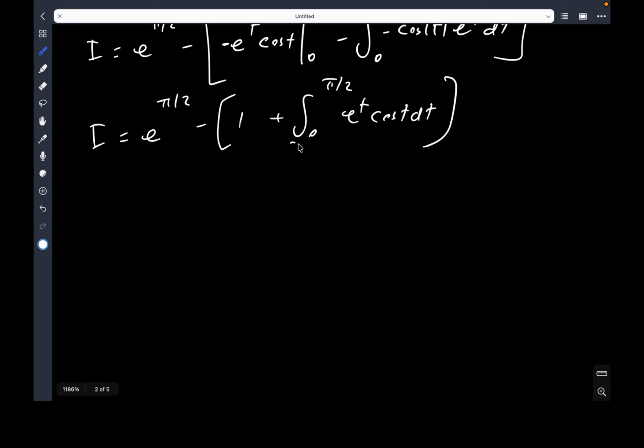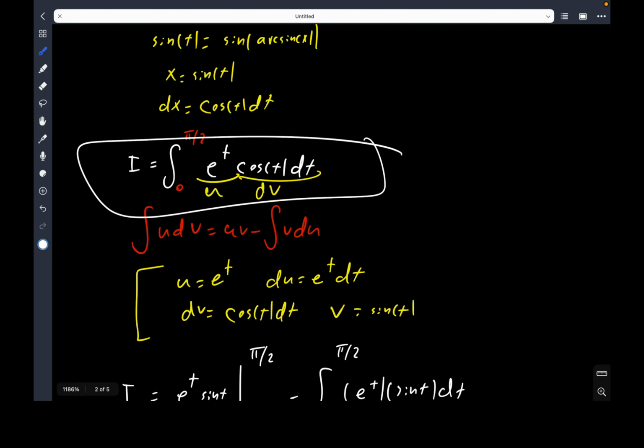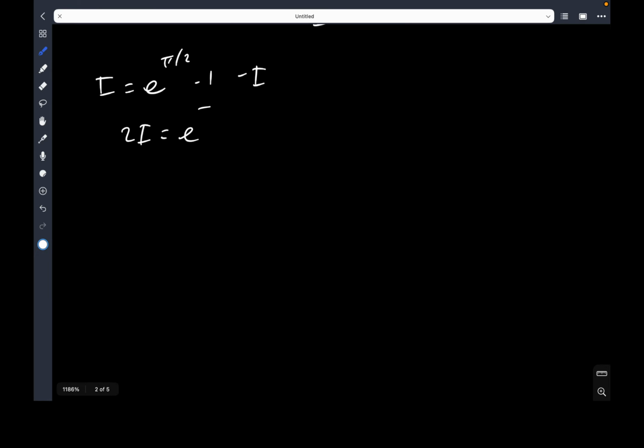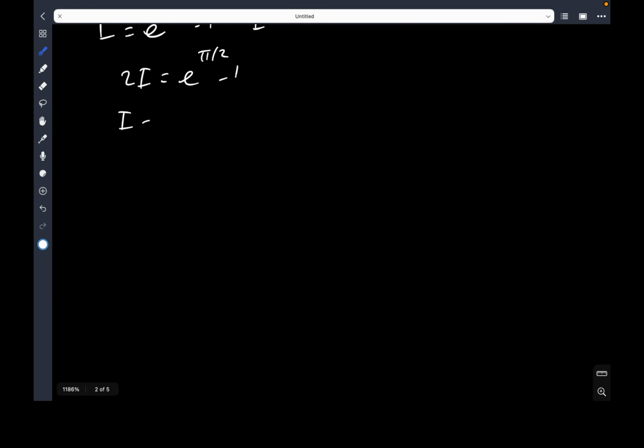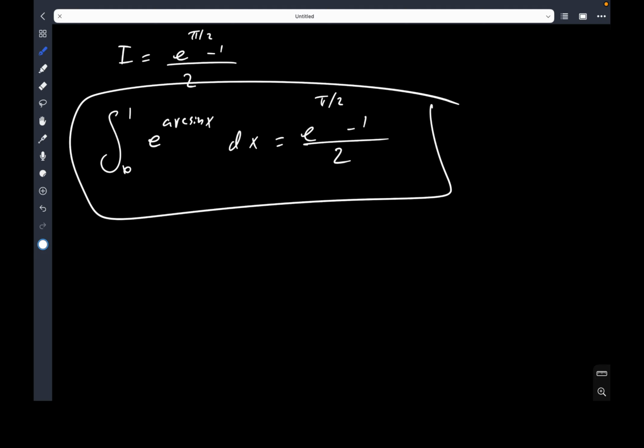And if you pay close attention, you're going to see this is my I, the integral that I wanted to solve. So I equals e to the pi over 2 minus 1 minus I, and 2I is e to the pi over 2 minus 1. And I is equal to e to the pi over 2 minus 1, over 2. Therefore, I've solved my integral, which means that the integral from 0 to 1 of e to the arcsine x dx is e to the pi over 2 minus 1, over 2. And that concludes today's integral.